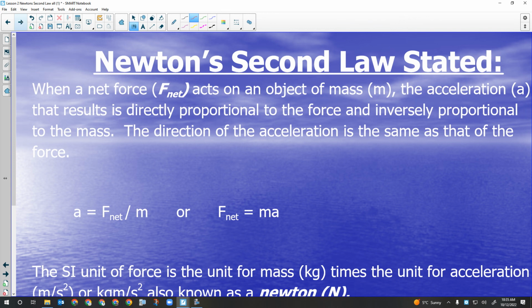All right, so when a net force acts on an object, the acceleration that results is directly proportional to the force and inversely proportional to the mass. The direction of the acceleration is the same as that of the force. That is, in a nutshell, Newton's second law. Okay? Mathematically, that's Newton's second law.